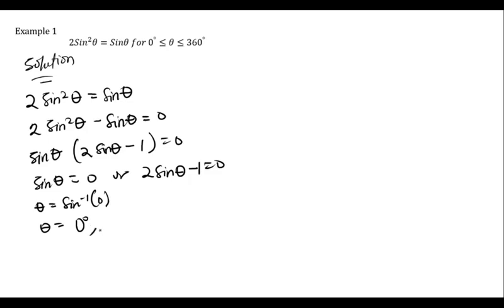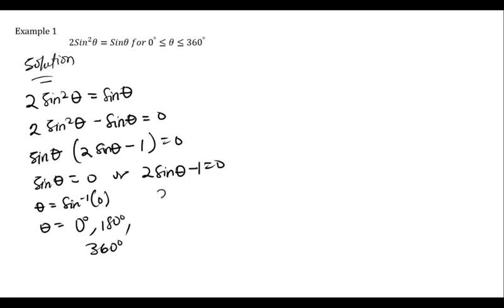So angles like 180 degrees, sine 180 is also equal to what? 0. And then sine 360 is also equal to 0. So these 3 angles, if you put them over here, you get 0. So for this particular one, the solution set is what? 0 degrees, 180 degrees, and 360 degrees.